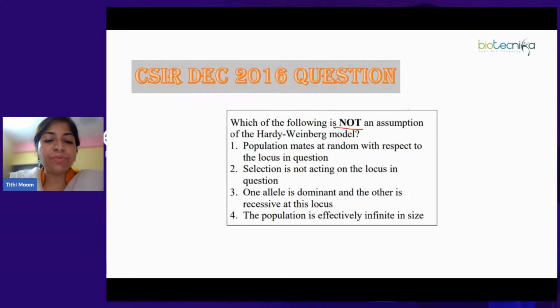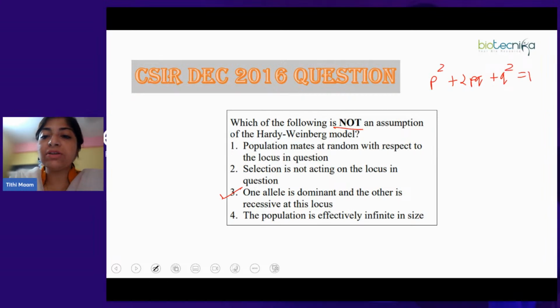One allele is dominant, the other is recessive at this locus. Now this is never an assumption of Hardy-Weinberg model. Usually we consider that the frequency of the dominant allele is p and the frequency of the recessive allele is q, but it's not like that. The alleles do not have to be dominant and recessive. Even alleles in a co-dominant or incomplete dominant relationship, their frequency we can also calculate, and the frequency of their genotypes will still add up to 1. Basically, Hardy-Weinberg equilibrium just says that suppose a particular gene has two alleles, so p will be the frequency of one allele and q will be the frequency of another allele. Whether it's dominant or recessive, nothing is mentioned like that.